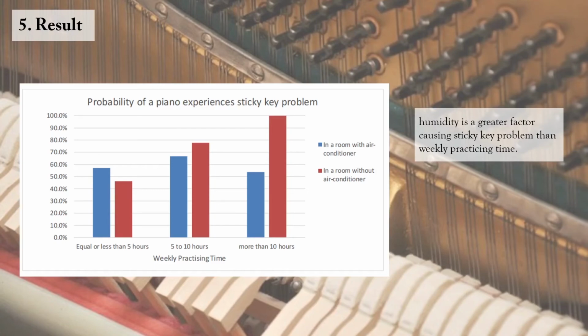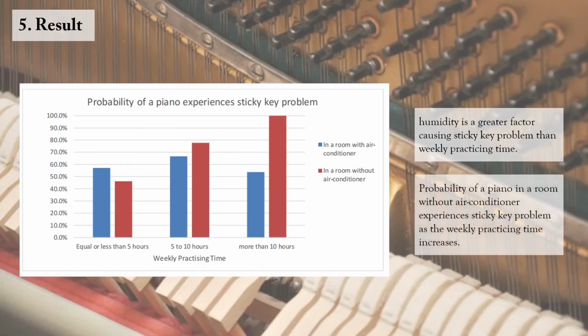As you can see, for the blue bars, there is not much variation. So the humidity is still a greater factor causing sticky key problem than weekly practicing time. But on the other side, for the red bars, the probability of a piano in a room without air conditioner experiencing sticky key problem increases as the weekly practicing time increases. You can see that it increases from around 45% to 100%.